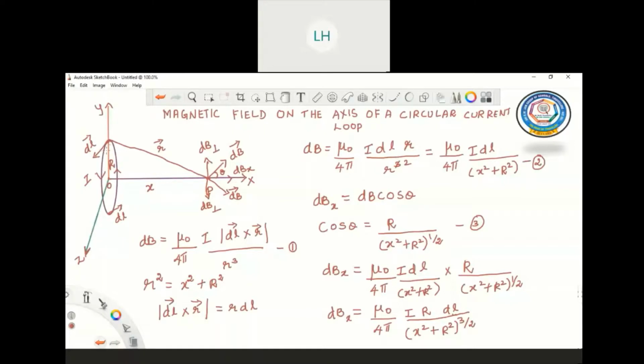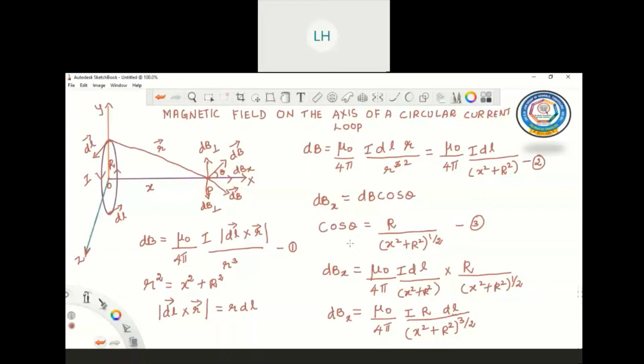So similarly you can divide it into n number of small elements dl. So many dl will be there. Actually, when you add all the dl, what will you get, children? You will get the complete length of the circular loop, which is nothing but the circumference, right? So the summation of elements dl over the loop will give you 2 pi r. That is the circumference of the loop.